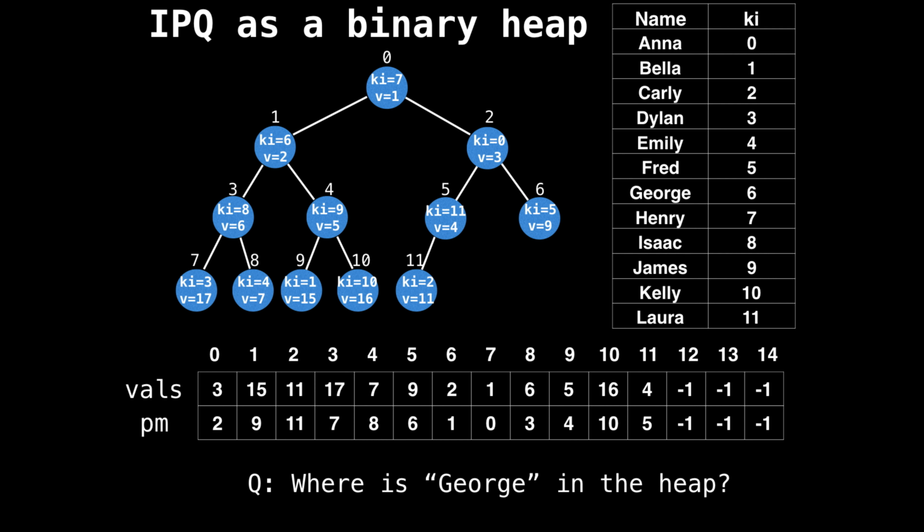Now here's a follow-up question. Where is George in the heap? I'll give you a quick moment to figure that out before I give you the answer. Alright, so with just about every operation, the first step is to find the key index for the key we care about, which is George. Then use the key index to do a lookup inside the position map and find out the node for George, which happens to be node 1.